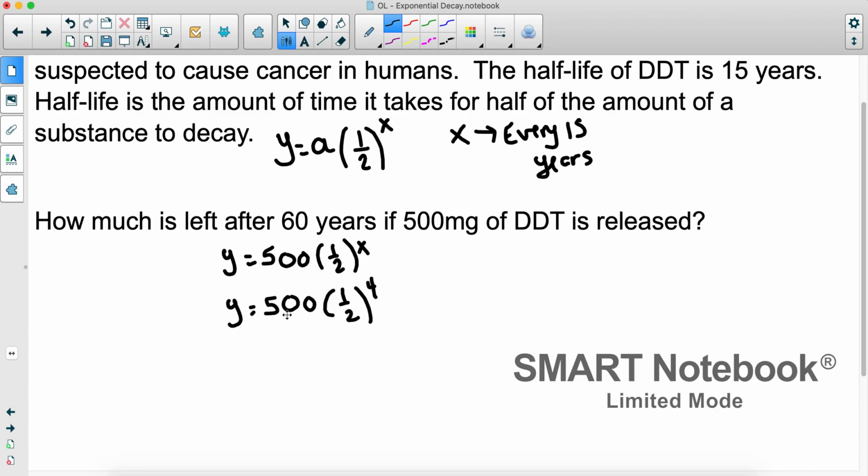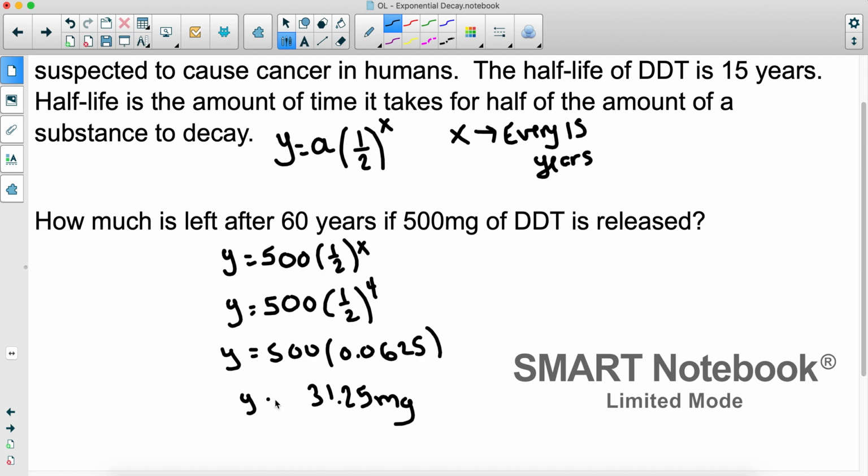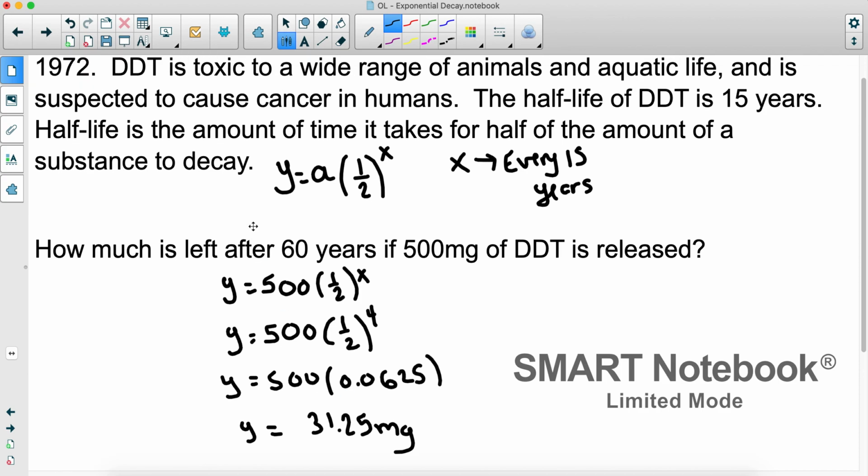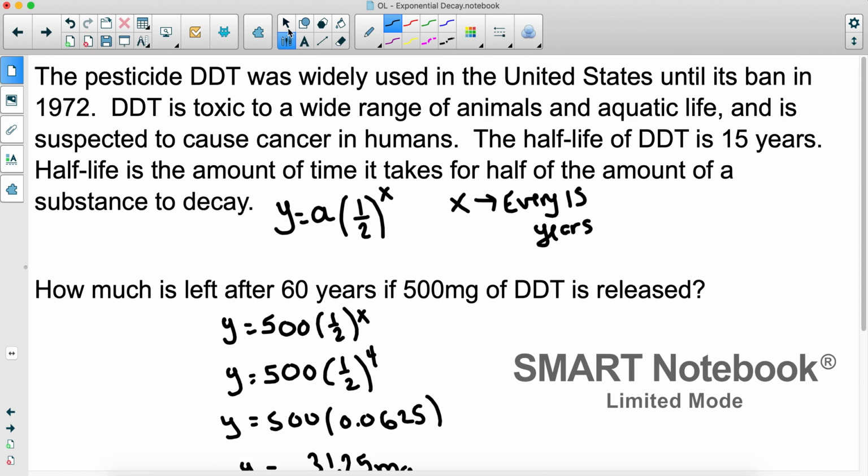So now I would do 0.5 to the 4th, which would give me 0.0625. And I'm going to multiply that by 500. 31.25 milligrams. That's why this is so dangerous, because there has been 60 years that have passed, and we are not totally out of DDT in the environment if that's how much is released. There is still 31 milligrams, and it's going to take 15 more years for that to cut in half, and it's going to take 15 more years after that to cut in half. Okay, so that is what half-life is. Email me if you have any questions.